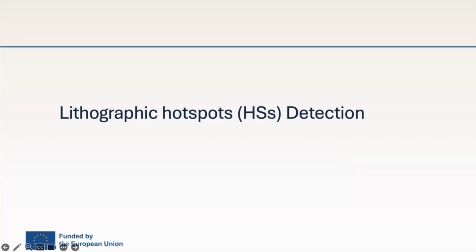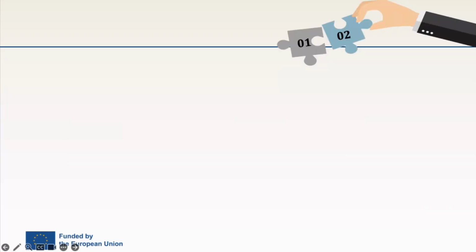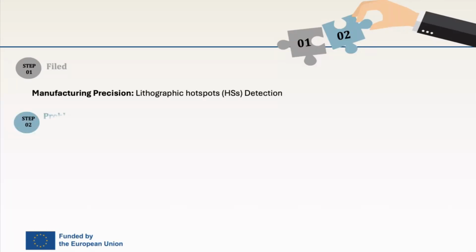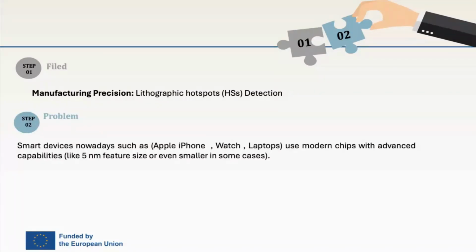Okay. Actually, let's have an example of utilizing AI to optimize various stages of chiplet design. So we will start with the first thing, which is lithographic hotspot detection. Actually, it's considered a manufacturing procedure.